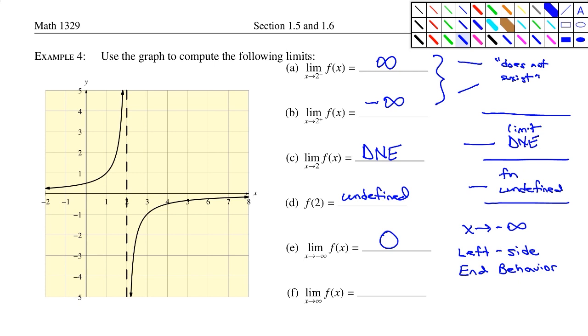Same thing for this one, except x going to positive infinity is the right side end behavior. So as we trace out the graph going to the right side, it levels off to where y is equal to 0.